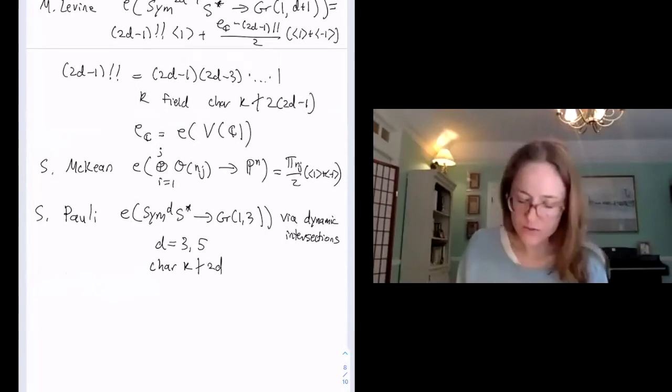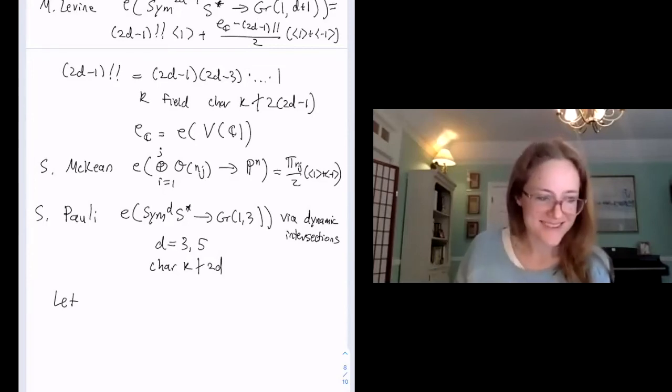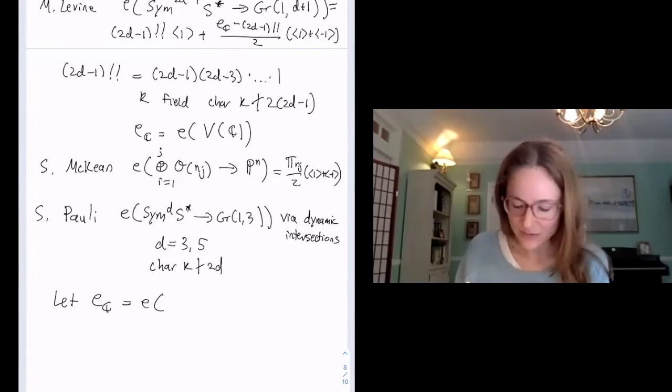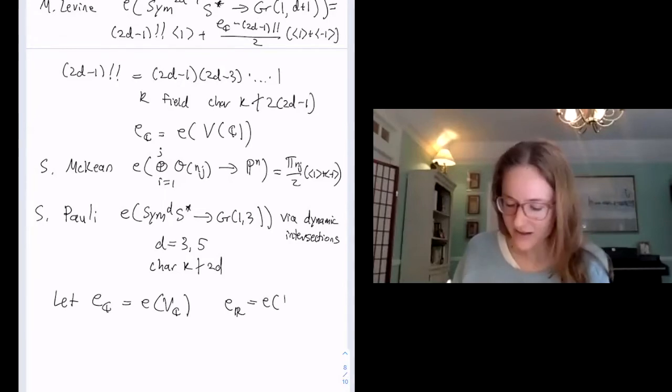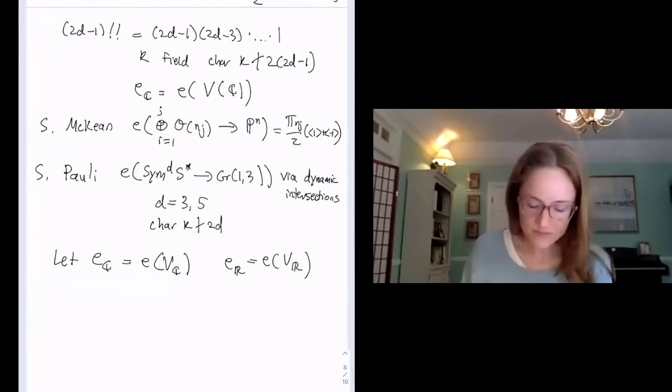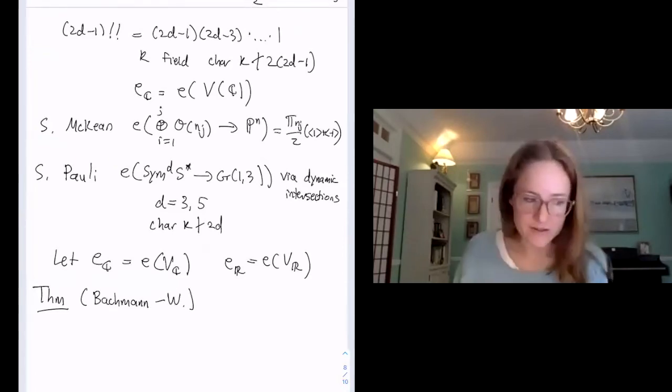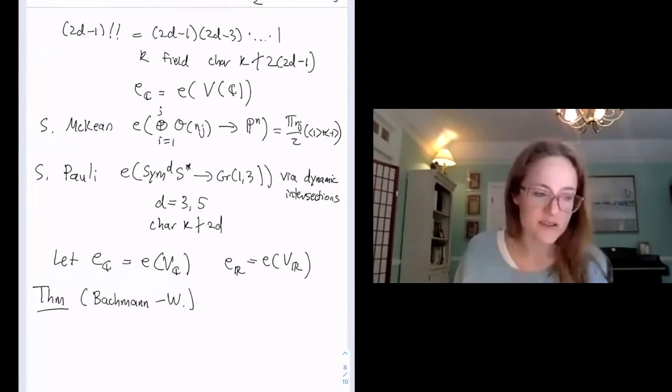Let's formalize this notation EC. So let EC be this Euler number of the complex points, and ER be the Euler number of the real points. And a theorem I'd like to talk about from this paper is that the enriched count is the sum of ones and minus ones that you would get from the real and complex point counts.